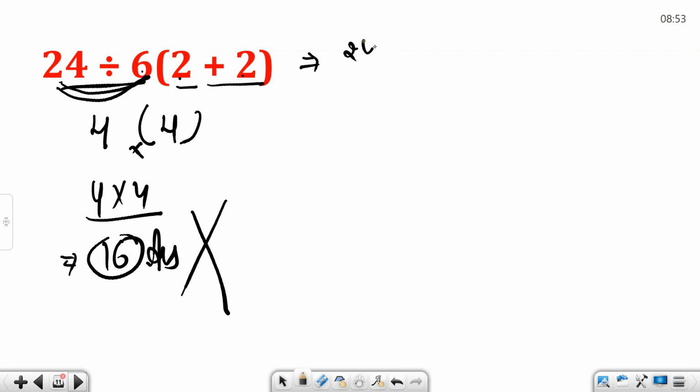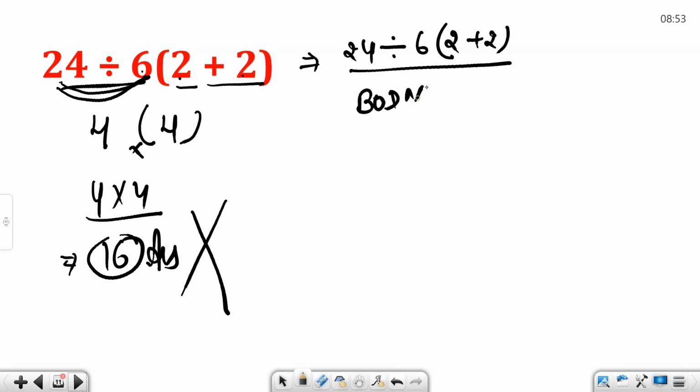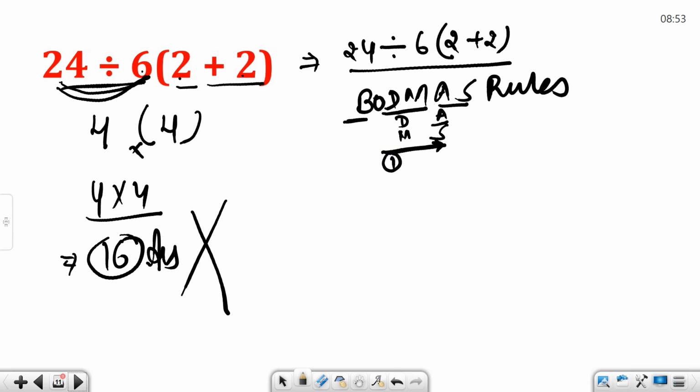The question is 24 divided by 6 with brackets around 2 plus 2. In questions like this, according to the BODMAS rule, first of all, we'll solve the brackets. After that, division and multiplication are on the same level in priority. Same goes for addition and subtraction, so we check from left to right. Whichever comes first when checking from left to right gets the first priority, and the next one gets the second priority.